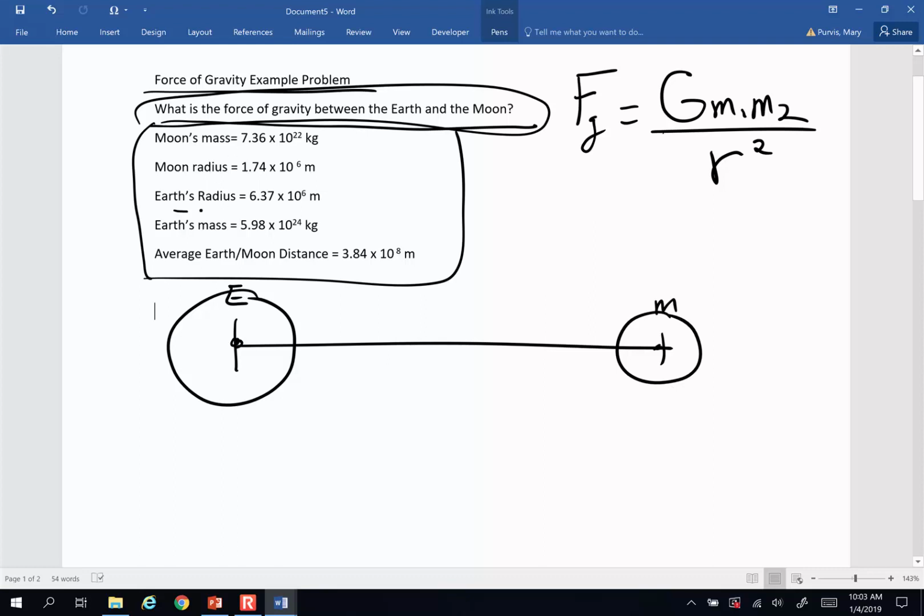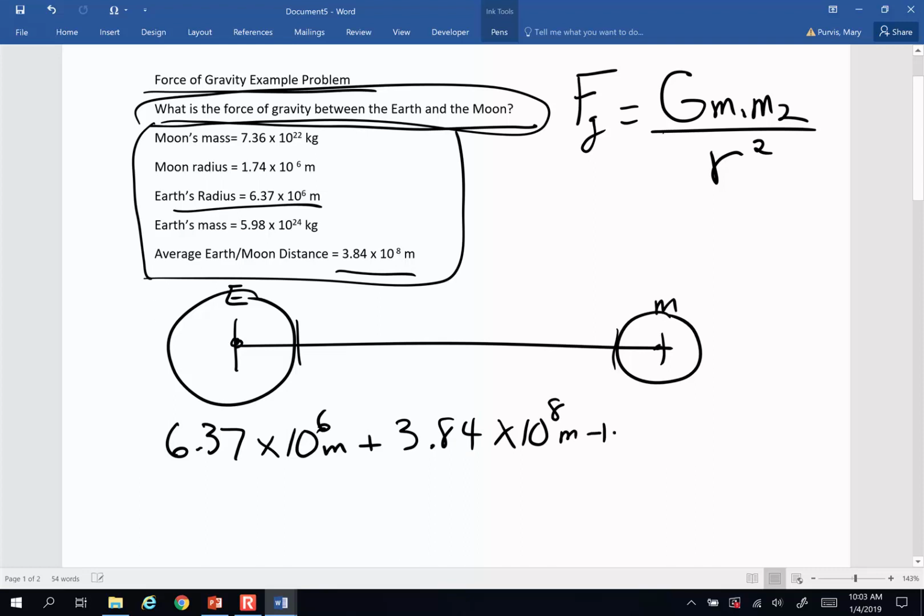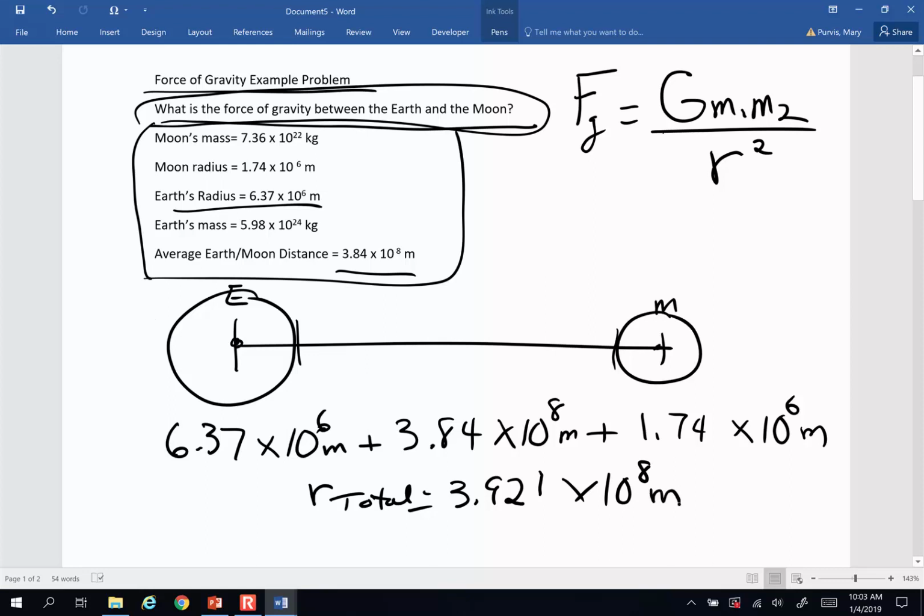The radius of the Earth is 6.37 times 10 to the 6th meters. The average Earth-Moon distance is 3.84 times 10 to the 8th meters. The radius of the Moon is 1.74 times 10 to the 6th meters. When I add all of those up, I end up with a total radius of 3.921 times 10 to the 8th meters.